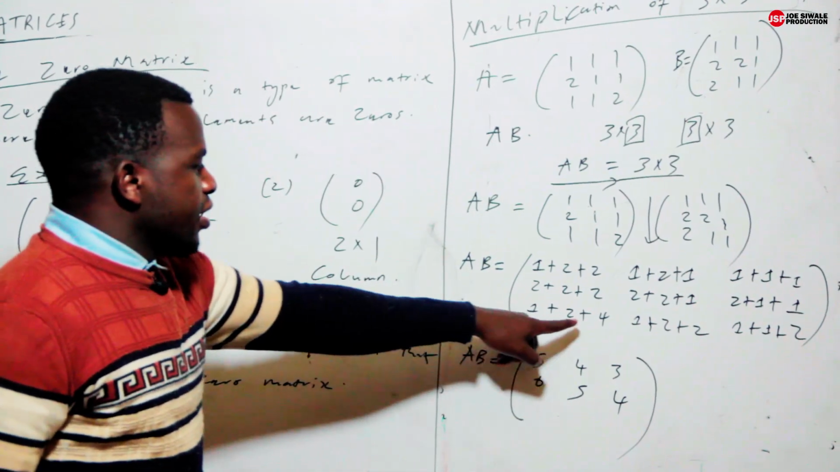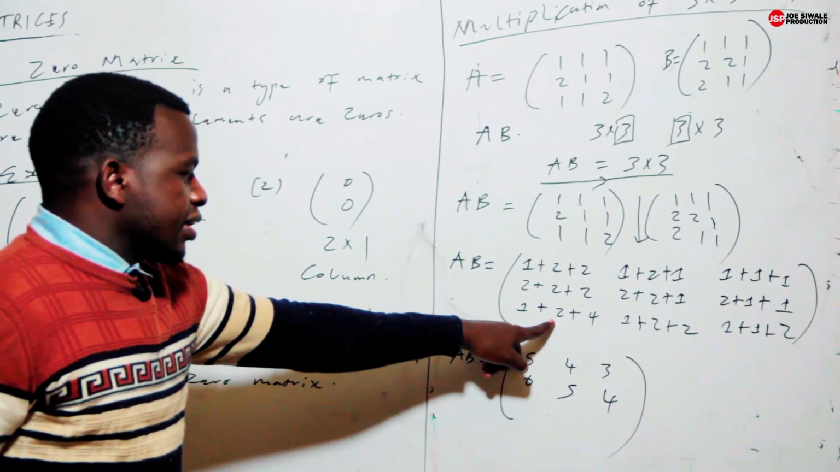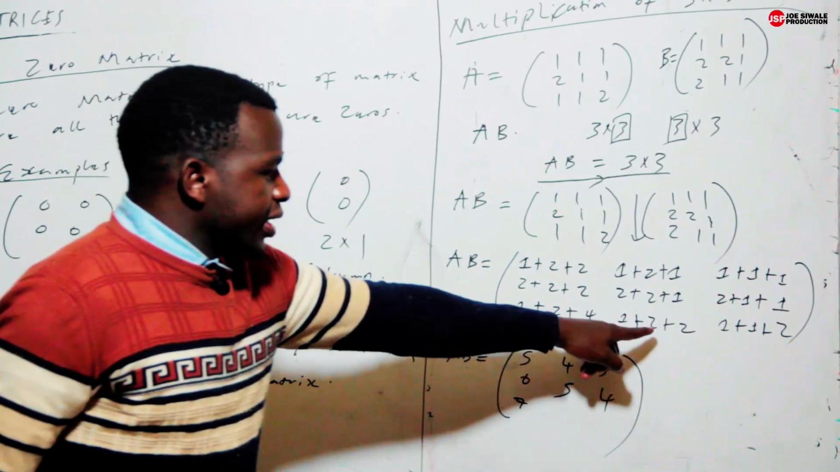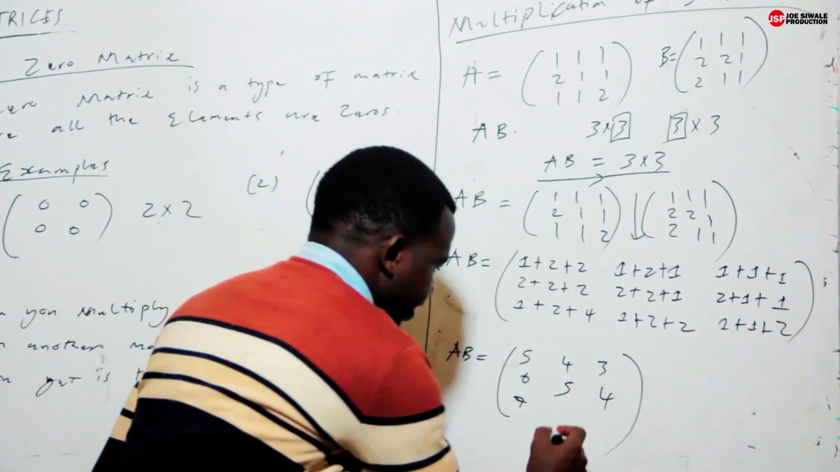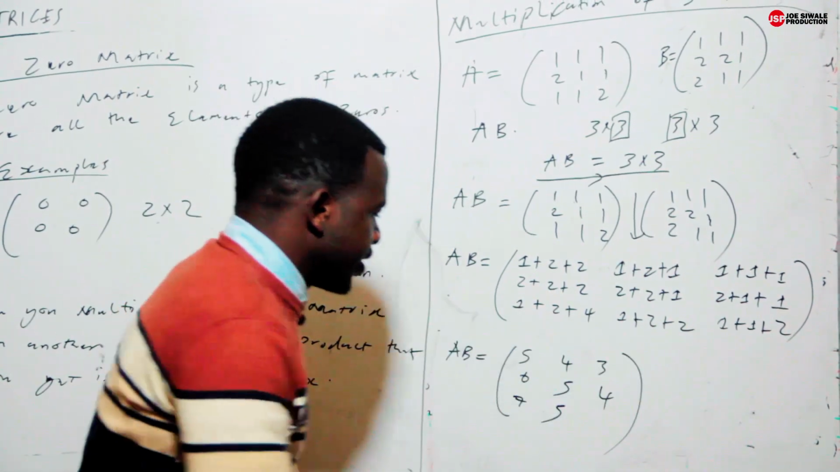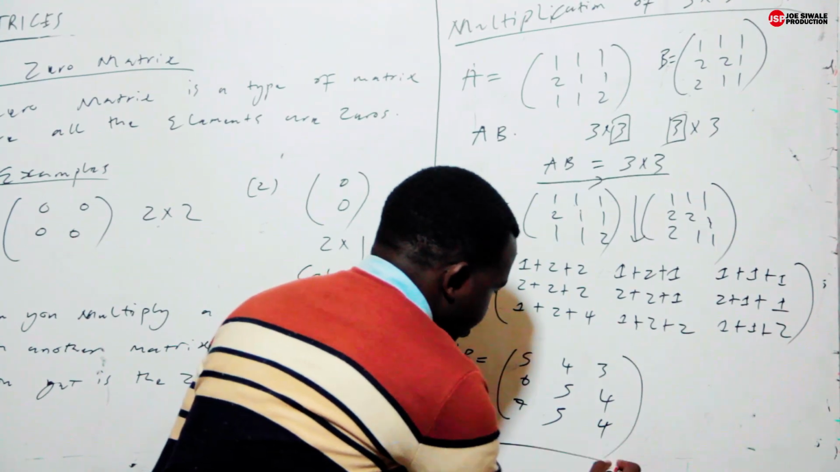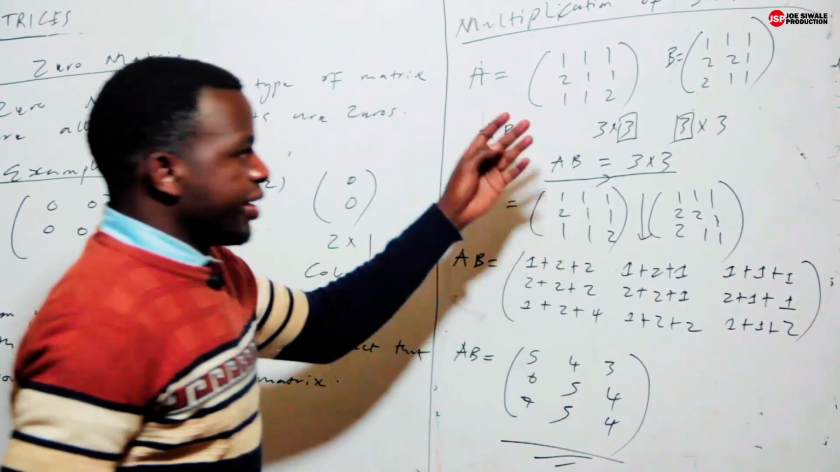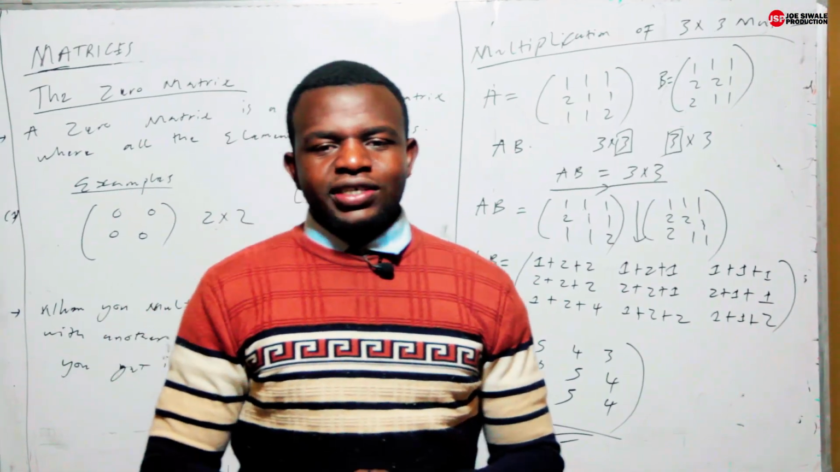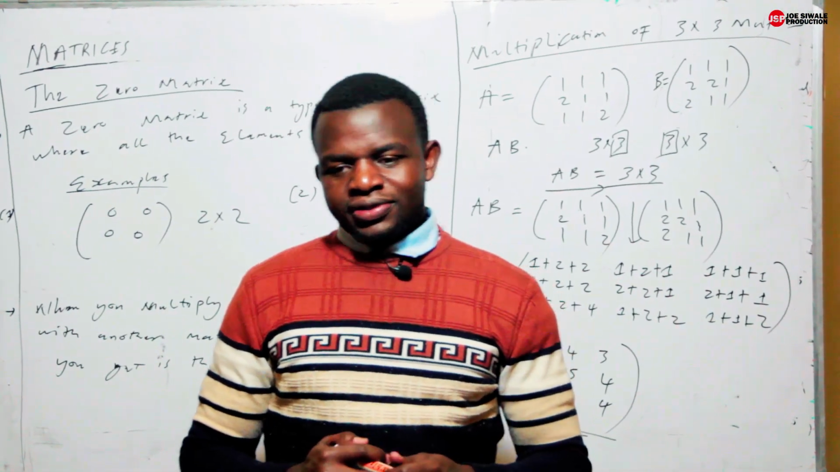Then we say 2 plus 1 plus 1, that's 4. Then you say 4 plus 2, that's 6, plus 1, that's 7. Then we say 2 plus 2, that's 4, plus 1, that's 5. Then we say 2 plus 1 plus 1, that's 4. So that's how you can multiply matrices with the order 3 by 3. Where you have questions, please ask in the group.